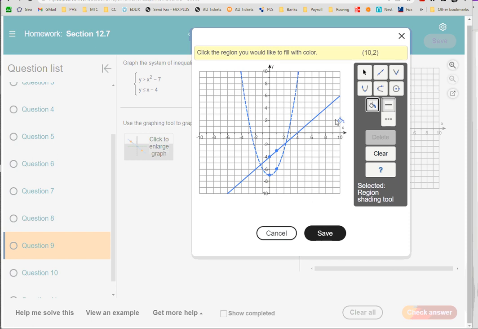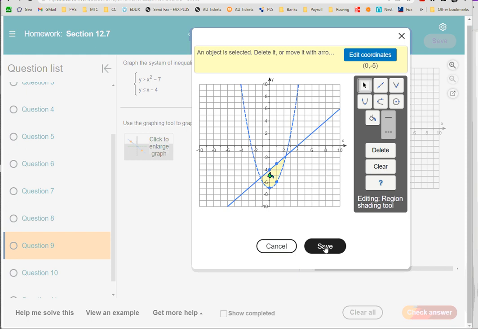So where are we filling in? We can choose test points. We've got 1, 2, 3, 4, 5 different regions here, so we could use 5 test points. The other thing that I would take a look at is I want to be above wherever the parabola is, and I want to be below the line. So above the parabola, below the line, ends up being this region.